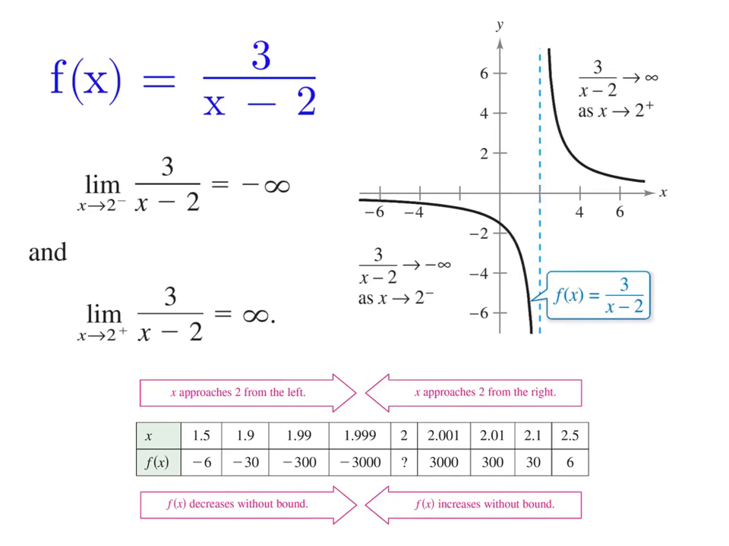And something else to note in this example is that I can have two different limits. I can have a left-hand limit and a right-hand limit. But since this equals negative infinity and that equals positive infinity, I can't say that the limit as x approaches just 2 will exist.